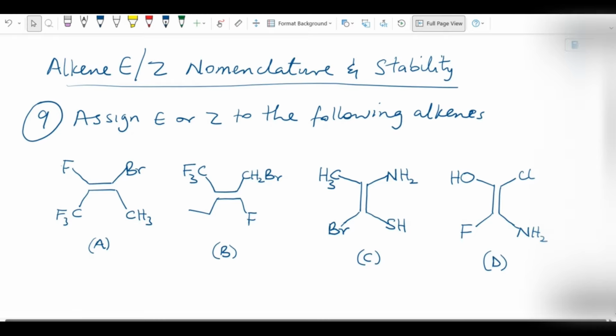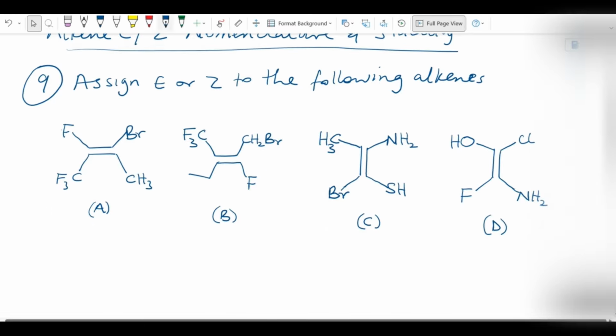This section is about alkene E and Z nomenclature, as well as stability. The question here asks us to assign E or Z to these different alkenes. To do that, let's start with A. The first thing is to draw a line dividing the alkene double bond into two equal halves. On the carbon to the left, on carbon 1, we have two groups, fluorine and the CF3 group. Fluorine has a higher atomic number than carbon, so we're going to give this priority number 1.